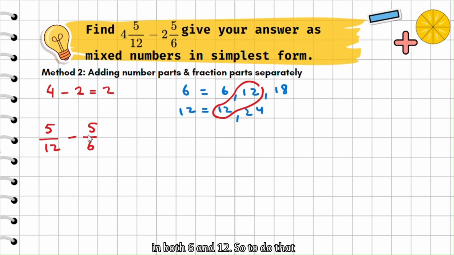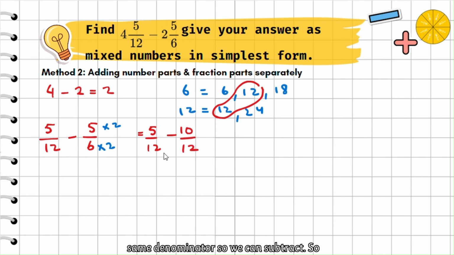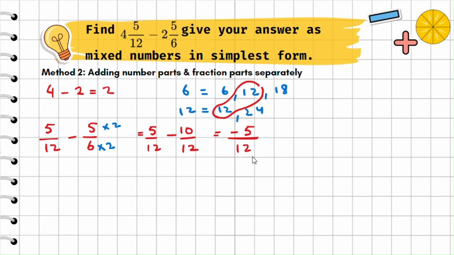So to do that, we're going to multiply 6 by 2 and 5 by 2. So that would give us the fractions 5 over 12 minus 5 times 2, which is 10, over 6 times 2, which is 12. Now we have the same denominator, so we can subtract. So 5 minus 10 would give us minus 5, and the denominator 12 stays the same. Now we have a negative proper fraction.